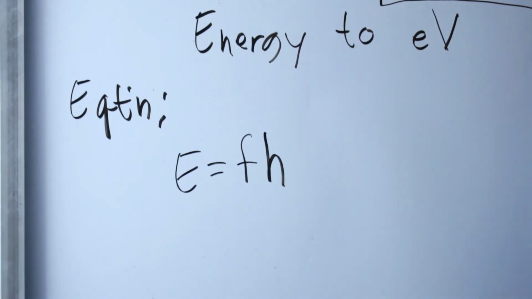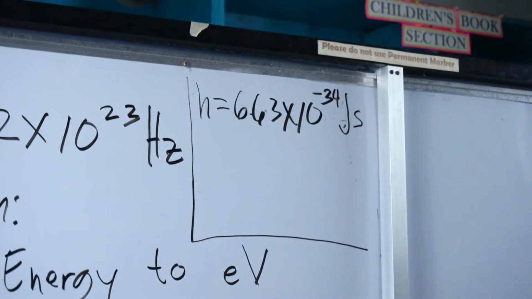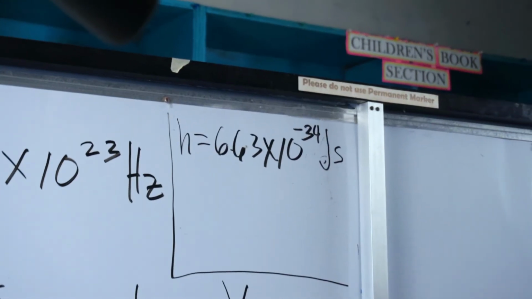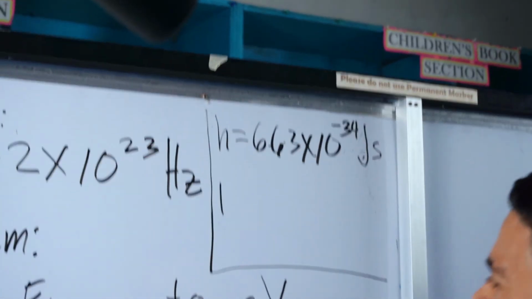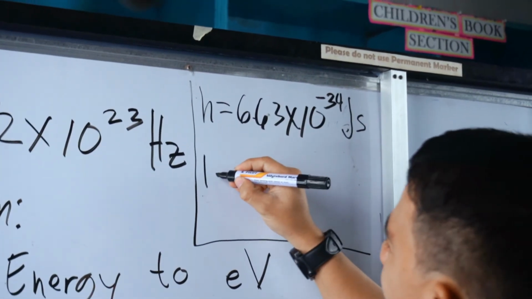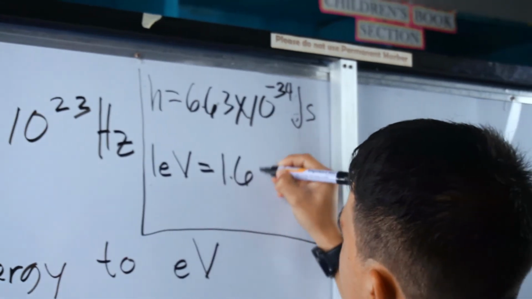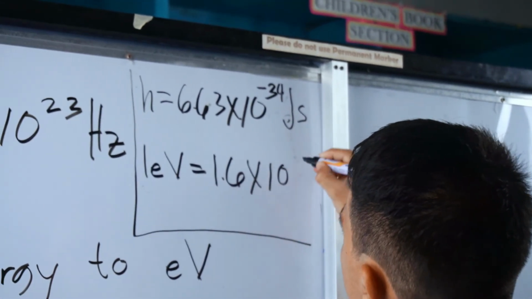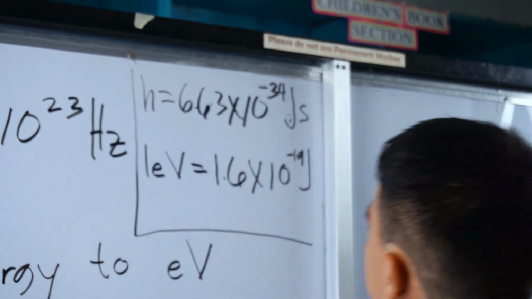Since we are converting to electron volt, every 1 electron volt is equal to 1.6 times 10 to the power of negative 19 joules.